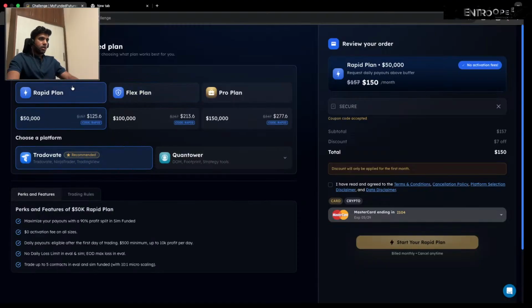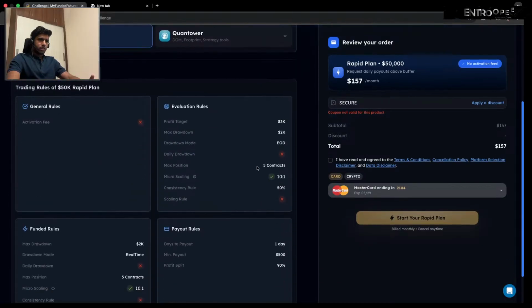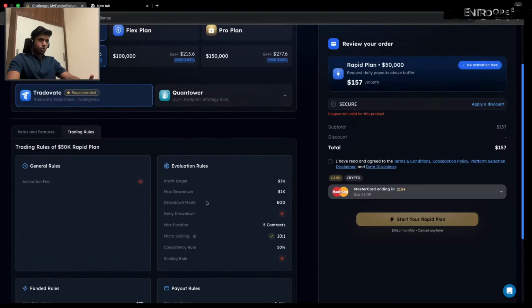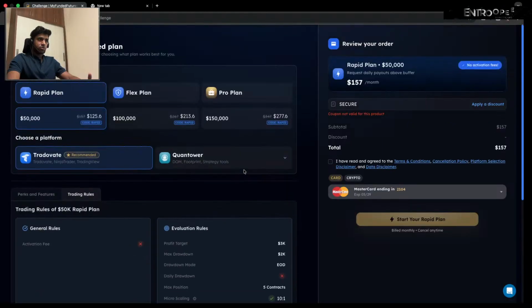Rapid Plan is pretty much the same rules except that you can choose like 5 contracts here. That is anyway applicable for Flex 50K also. But the main difference is that payout is just one day. You can take instant payouts. That is what is attractive about Rapid Plan. But as you know, higher the risk, higher the reward. You might get greedy and lose all account.